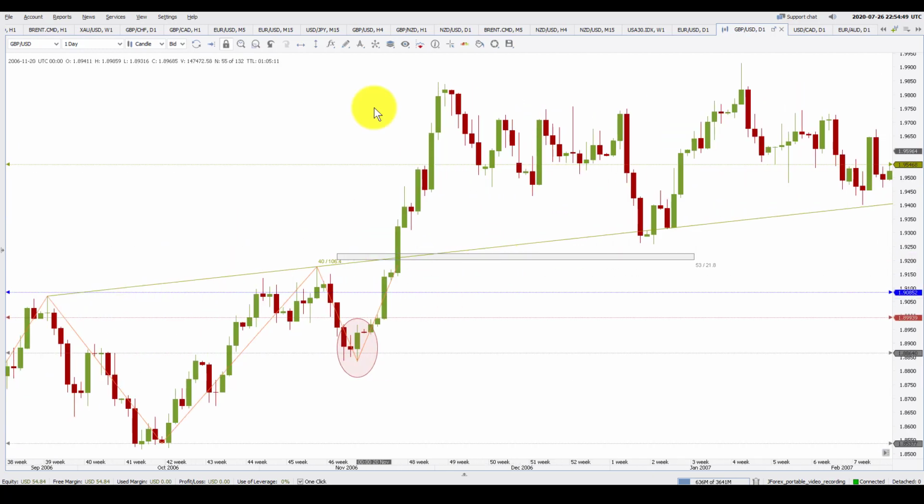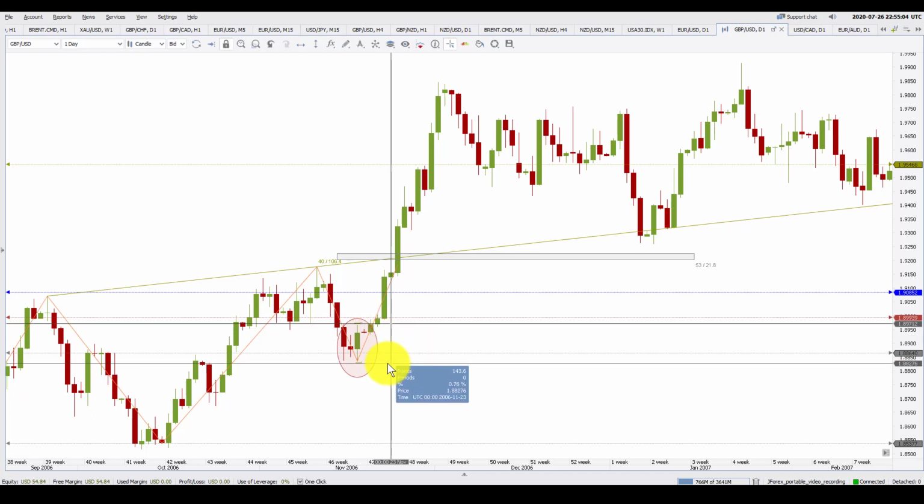If I am opening a position at the high of this candle and I'm keeping a stop loss below the low of this candle, then my possible risk here will be 140 pips, and I must need 520 pips.